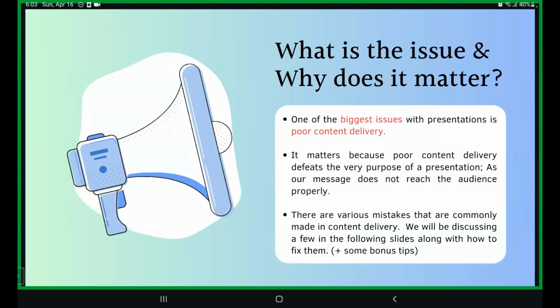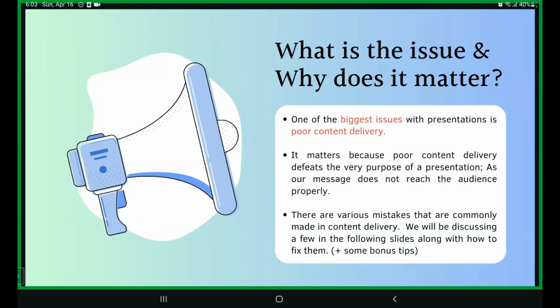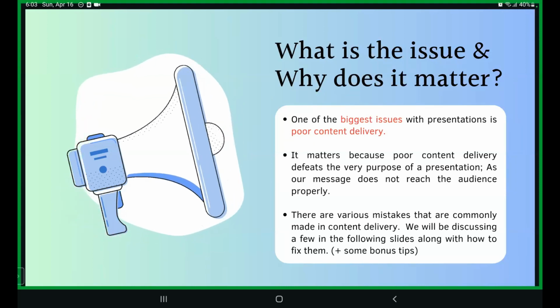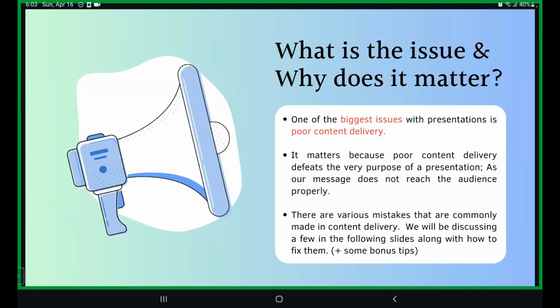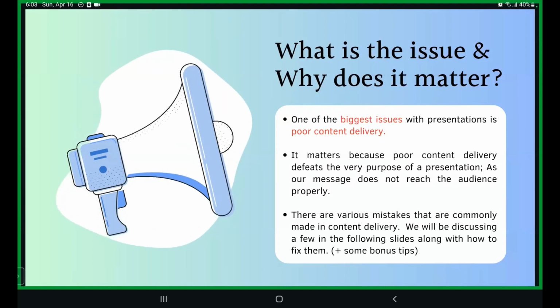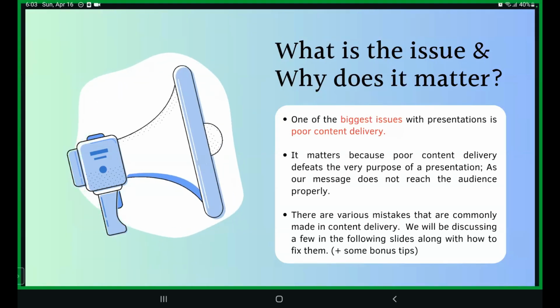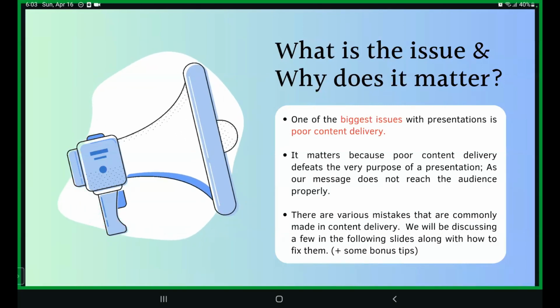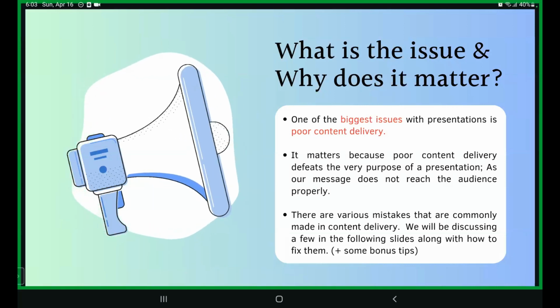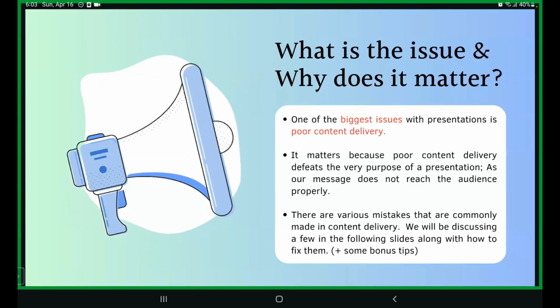So what's the issue and why does it matter? One of the biggest issues with presentations is poor content delivery. Sometimes when we're afraid to give presentations, or when we are not clear about what we're presenting, we tend to stutter or deliver messages inefficiently. Why is this a problem? Because we will not be able to convey the points, messages and ideologies that we are trying to present properly, clearly, and impactfully. That's what we're trying to fix right now.